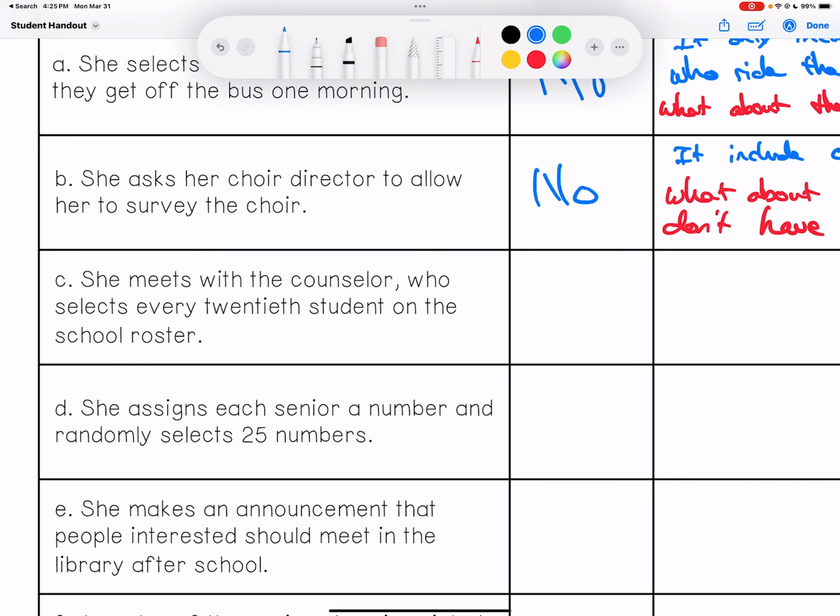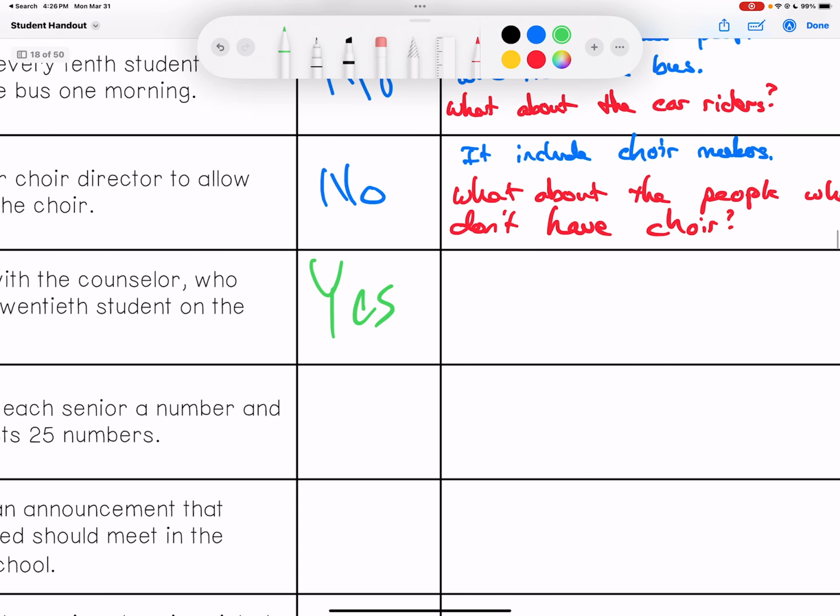She meets with the counselor who selects every 12th student on the school roster. Yes, because it's literally everybody in the grade, every 12th student. Okay? So this one is yes, because it has every student on the list. Not just the choir members or not just the bus riders. It has every student in the whole grade. Okay?